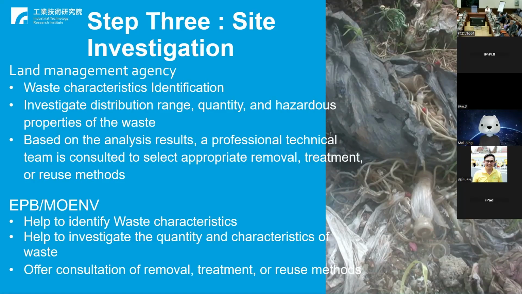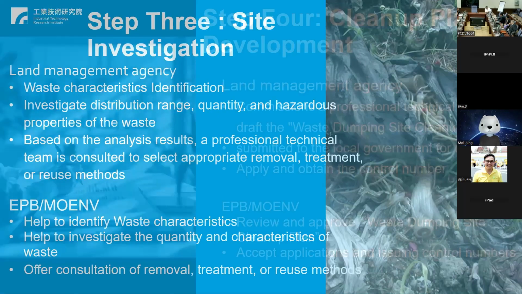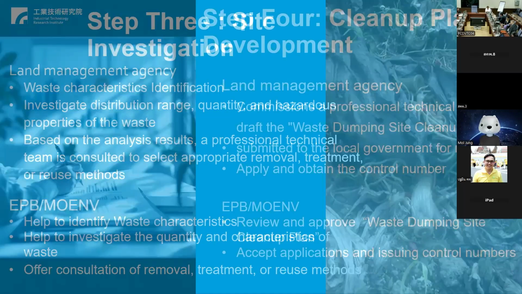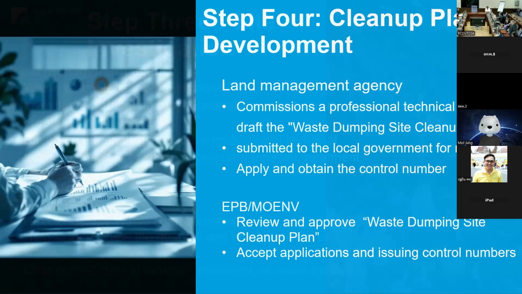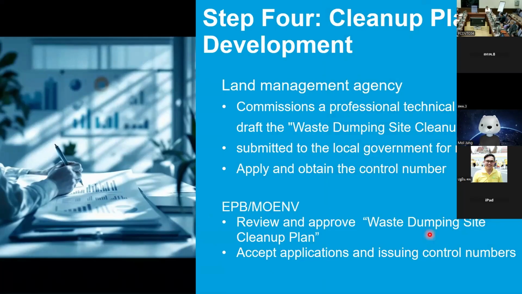Step 4 is the cleanup plan development. The land management agency will commission a professional technical team to draft the waste dumping site cleanup plan. This plan is submitted to the local government for review and approval. Once approved, a control number is issued, and the EPB or the Ministry of Environment have to review and approve this plan, and they also accept applications and issue the control number.